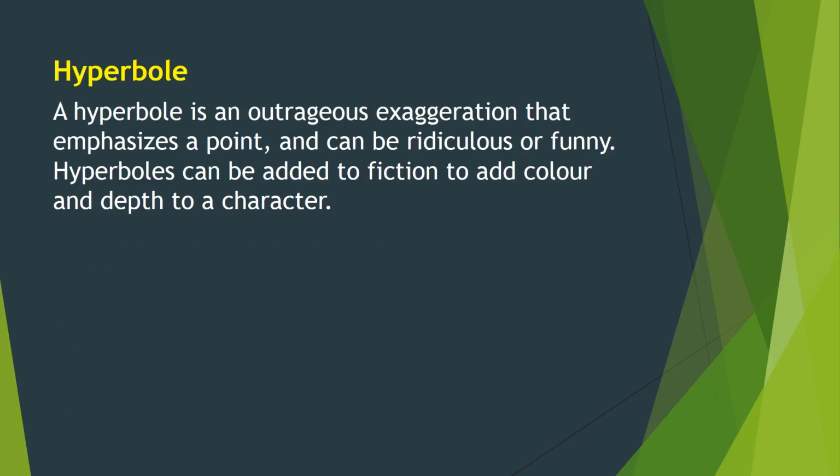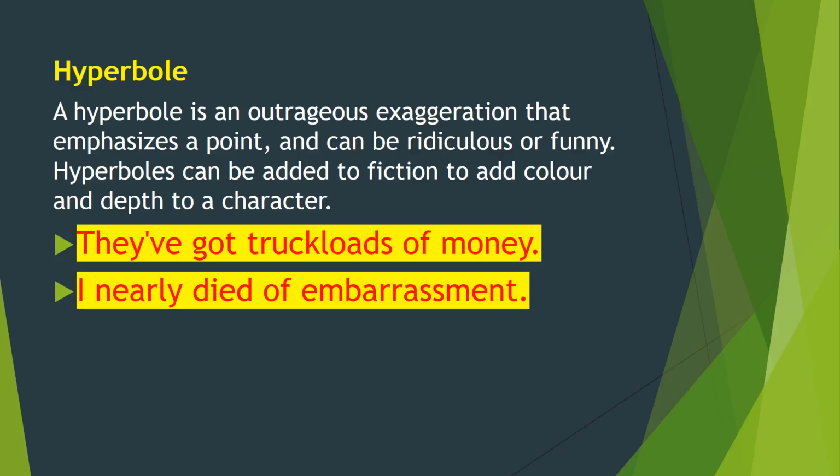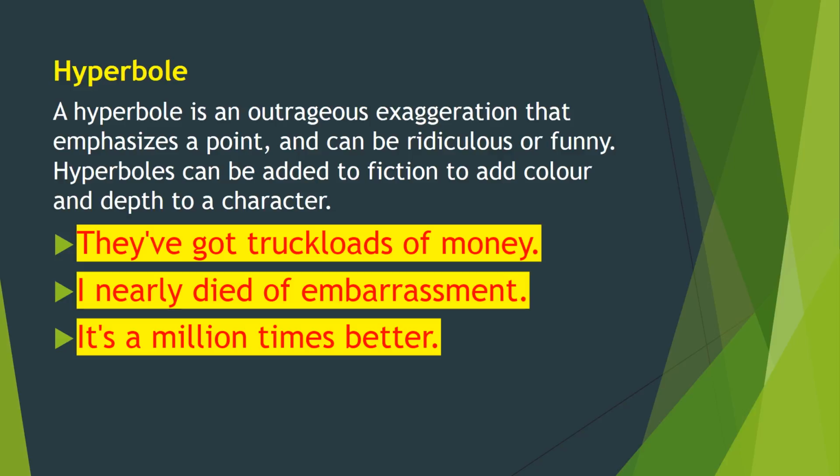Next, let's look at hyperbole. Hyperbole is an outrageous exaggeration that emphasizes a point and can be ridiculous or funny. Hyperboles can be added to fiction to add color and depth to a character. They have truckloads of money. I nearly died of embarrassment. It's 1,000,000 times better. This is an over-exaggeration and places emphasis on the noun to make you realize how the author is feeling. It could be used to express extreme emotions of anger, love, fear, embarrassment.